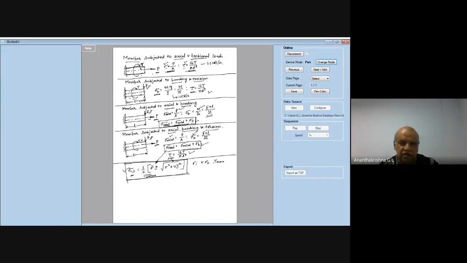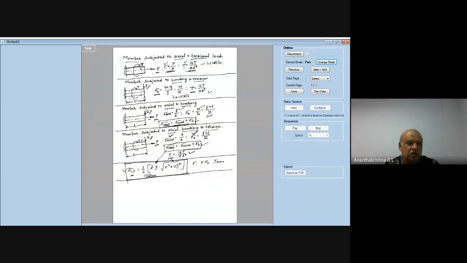When you have axial, bending and torsion, all three loads acting on a member, find out axial stress, find out bending stress, and the sum of them will be the total stress. Tau is 16T by pi d cube. Substitute them into the combined loading equation and get the maximum and minimum principal stresses. This is what we need to do.